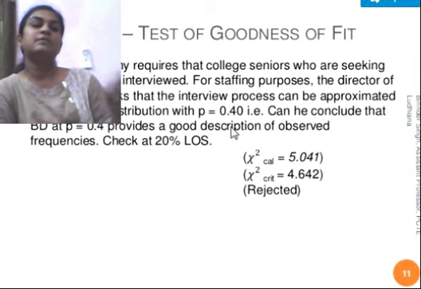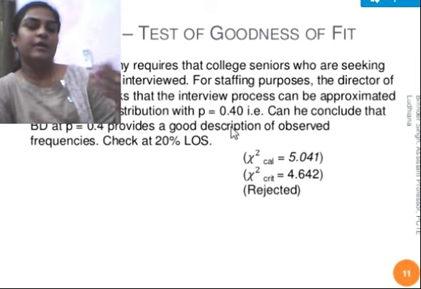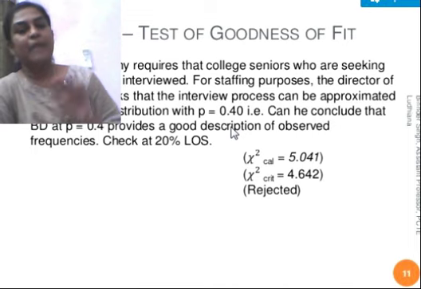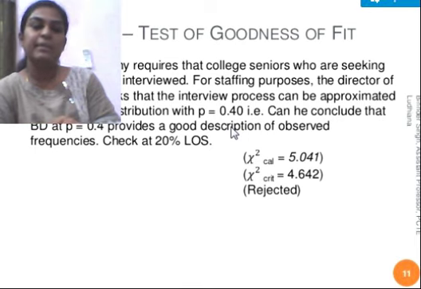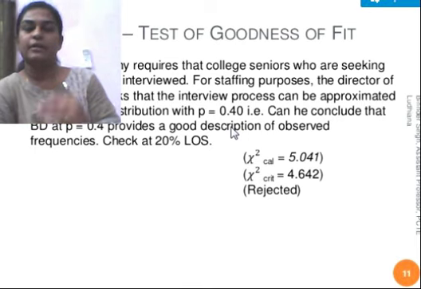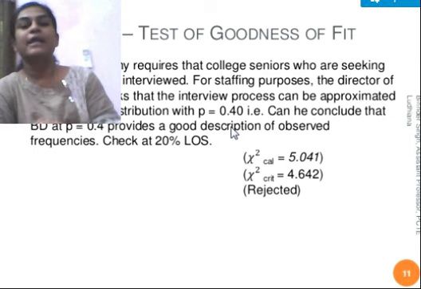So dear friends, this is the way of analyzing or calculating all these tests of goodness of fit, homogeneity and independence through this chi-square test.